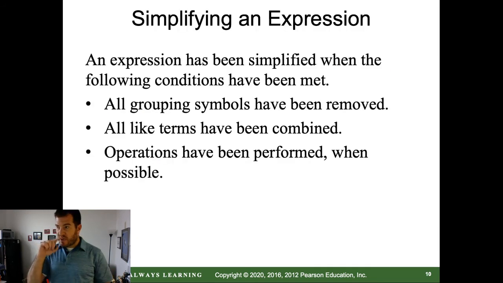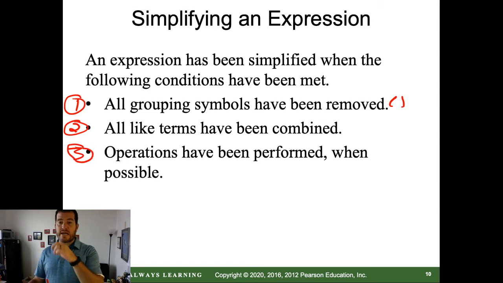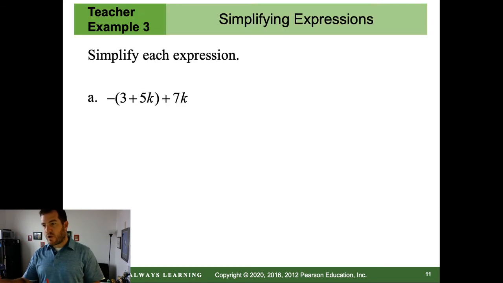All right, so simplifying an expression, 3 things. I wish I had these numbered. So number 1, when we see an expression, in order to simplify it, we have to do 3 things. The first thing is all grouping symbols must be removed. Most of those times, those are going to be parentheses. So I'll explain that in a second. Number 2 is all like terms must be combined. And number 3, operations have been performed when possible. We're not going to get to an example of that today, but I'll show you what that means. All right, so let's walk through this.